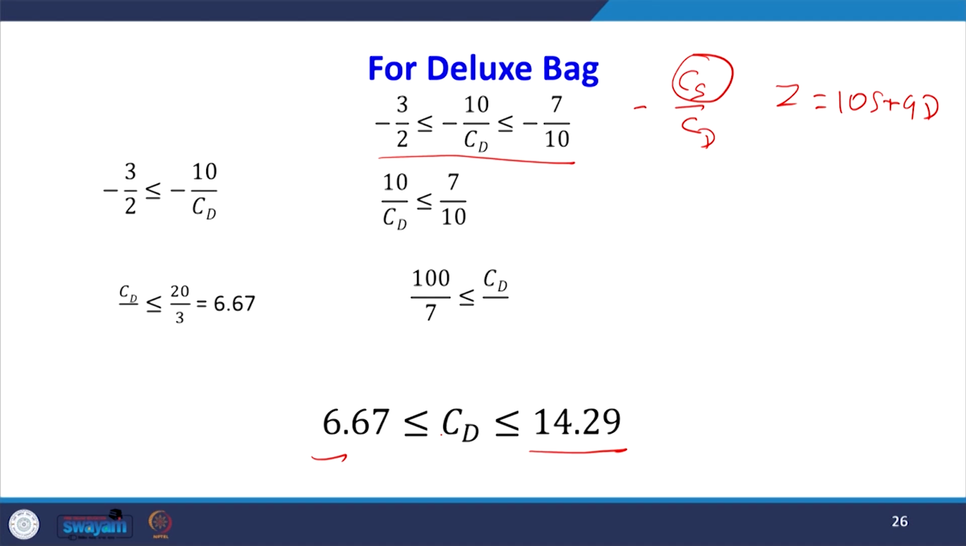What this number implies is that as long as the coefficient of deluxe bags stays between 6.67 and 14.29, our solution, that is S equal to 540, D equal to 252, remains the same.